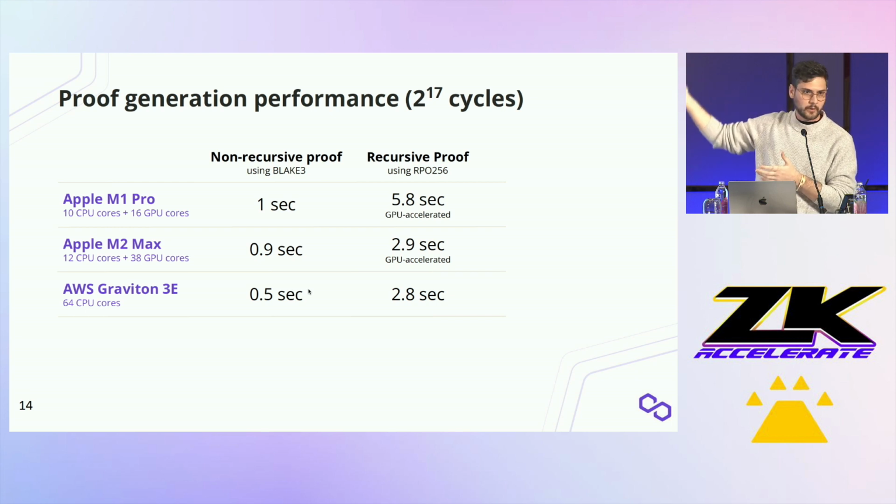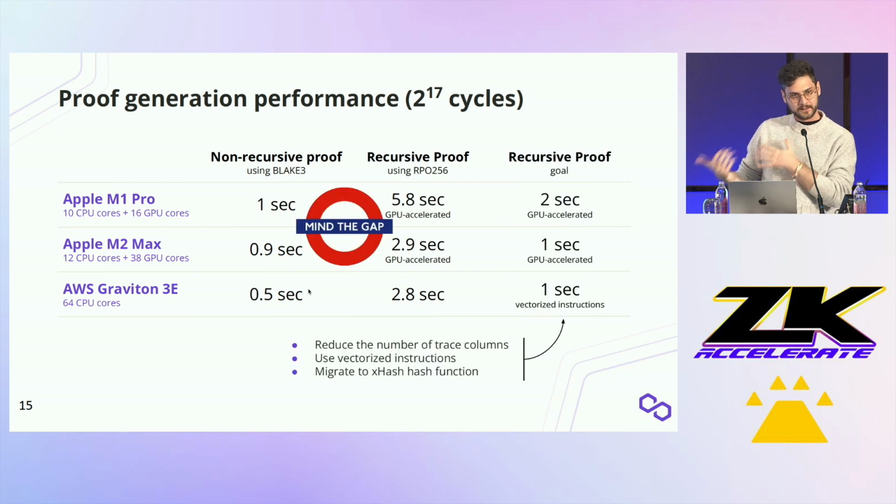You guys probably know it, but you can think of cycles as the number of rows in a trace. So this is clearly not the 2 seconds that I mentioned in the previous slide. The thing that we're trying to do is to reduce the gap between the RPO hash function and the Blake3 hash function. We believe there is a lot of performance to be gained there. And what we're trying to do is implement a new hash function that's going to be more optimized.